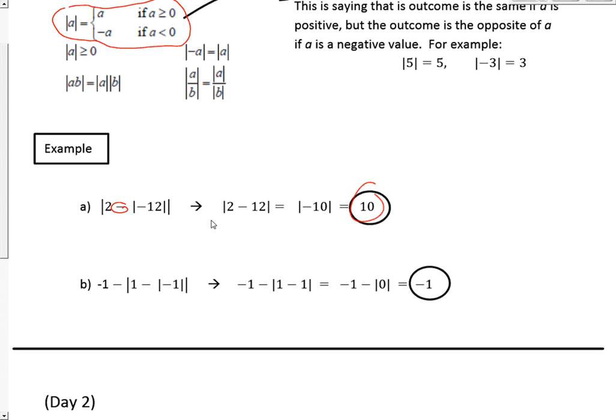And that's my answer. For the second one, negative 1 minus the absolute value of 1 minus the absolute value of negative 1. So we're going to start on the inside. The absolute value of negative 1 is positive 1, so that's right there. So here we had 1 minus 1. Well, 1 minus 1 is 0, so you get the absolute value of 0, which is still 0. And you have the negative 1 minus that on the front, on the outside. So negative 1 minus the 0 gives you negative 1.